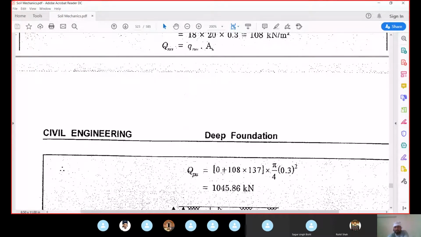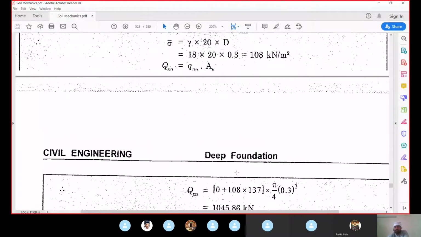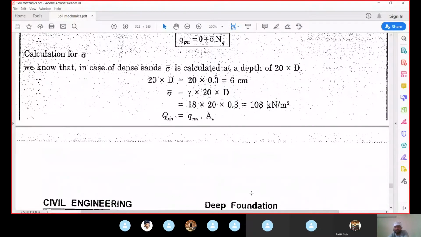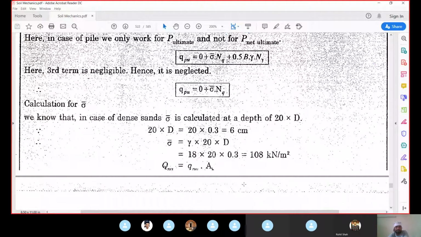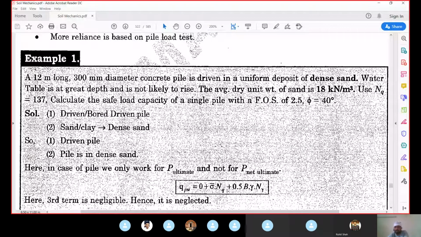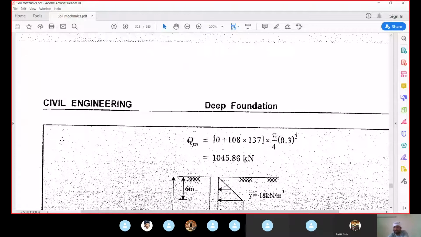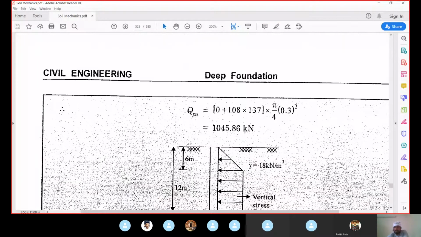The first term is 0. Why is this 0? This is cNc, that's why it is 0, because cohesion is not present in the soil. Now q and Nq. q means gamma into L, so gamma into L is this one, 108. So 108 into Nq, 137 is given here. Now 108 into 137 into the base area of the pile, which is pi by 4 into d square. So we'll get this point resistance as 1045.86.